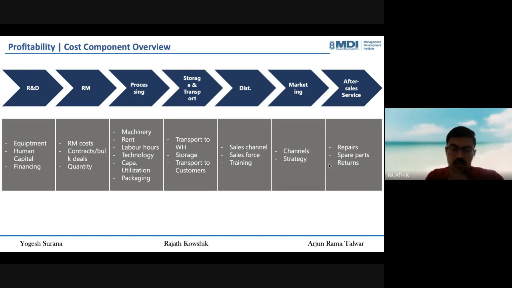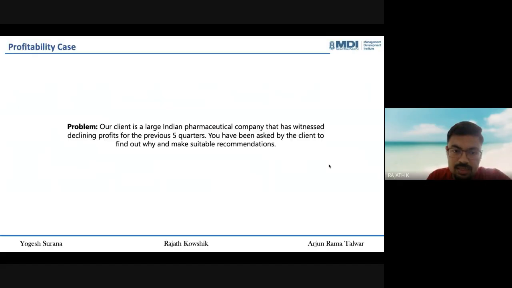Okay. So now moving on, we have a case that I have in profitability. Right? So what we find is our client. So again, I'm not going to work out specific details in terms of the mathematical part of it, because that would take longer than expected. However, we'll need to look at the approach, and this is what is critical here. So what we have is our client is a large Indian pharmaceutical manufacturer, declining profits for 5 quarters. So we need to find out the reason and make suitable recommendations. So folks, please share your thoughts.